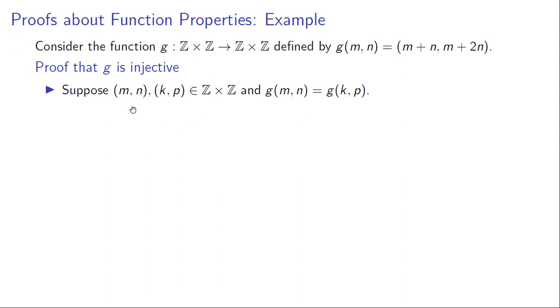So suppose we have two pairs of numbers. We have this pair, which is m comma n, and another pair, which is k comma p. And these both are two different elements of the domain, z cross z. And suppose that G of m comma n is equal to G of k comma p. That's the standard way of starting off a proof that a function is injective, right? We take two elements of the domain and we say, suppose that the output of those two elements is the same, right? That G of the first element is equal to G of the second element.